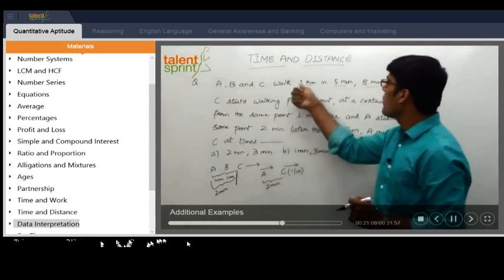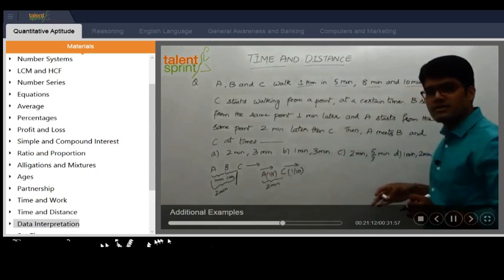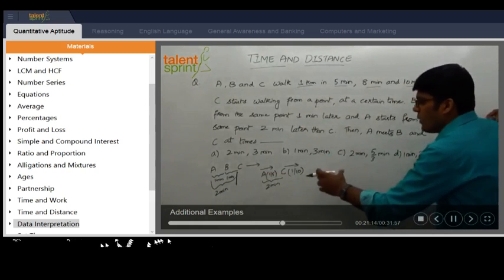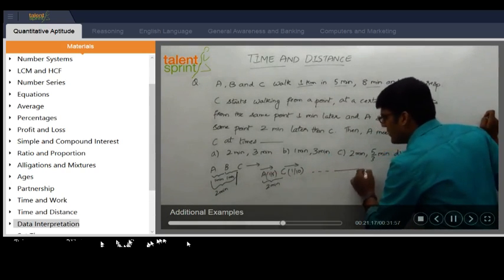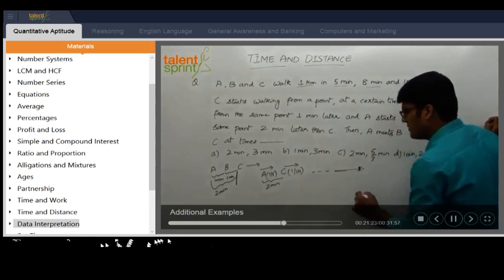What's the speed of A? 1 kilometer in 5 minutes. So this will become 1 by 5. So we know the speeds of these two persons. Now what happens? See, whenever they meet, C is moving here on the same path, A also moves. Whenever they meet, what happens? The distance covered by both the persons will be same. Are you able to follow?